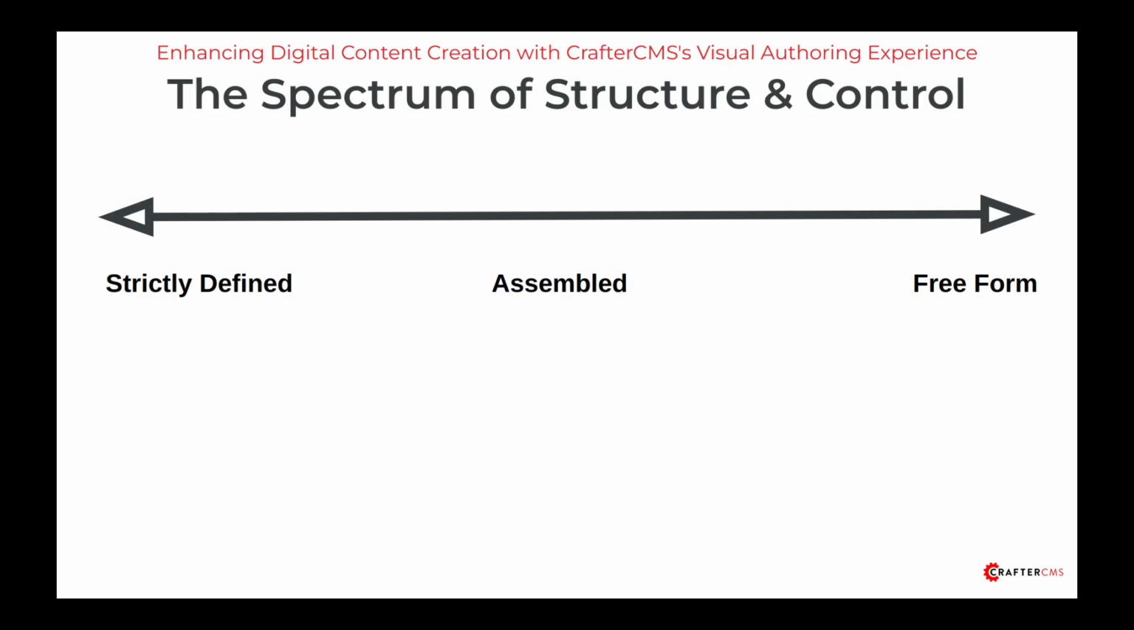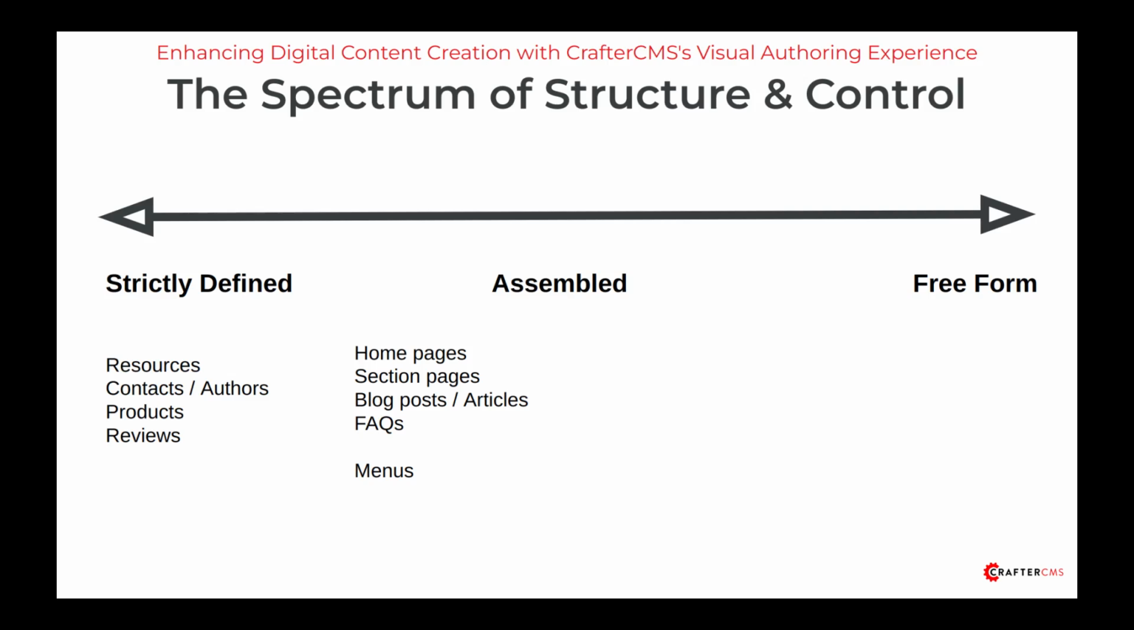So for example, in the strictly defined space, you're talking about things like resources and contacts and authors, products and reviews that have a very strict structure, because they're going to be reused and not only reused but reused in different contexts and displayed in different contexts. In the middle, you have assembled content, things like home pages, section pages, blogs and articles, FAQs, and menus.